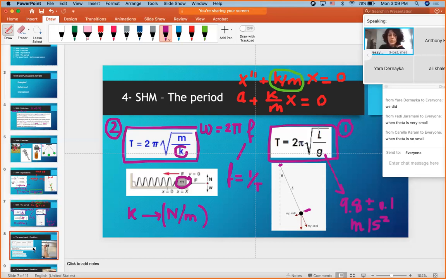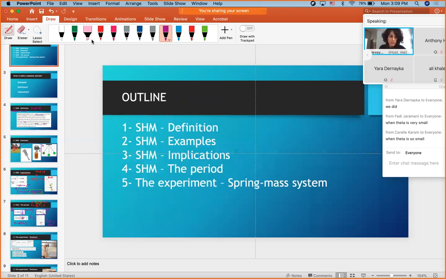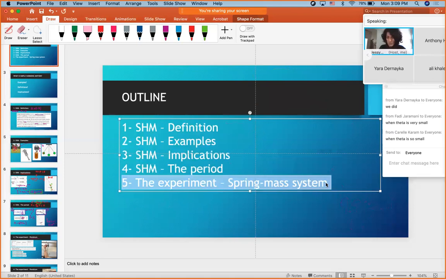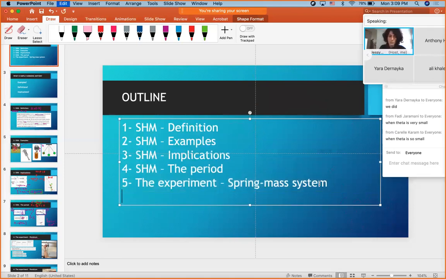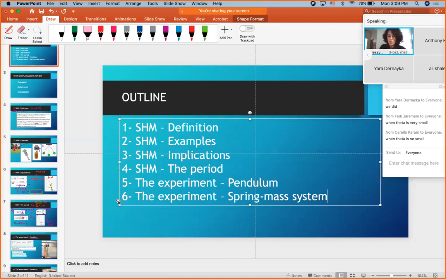Now, the experiment. First of all, you're going to start with a pendulum, and this is what I missed, I suppose, in my outline, because in my outline, I only wrote the spring mass system. So to be honest, I should do this, and this. And this is the pendulum. This is how it should be. Okay, and this is 6. I'm going to fix it later before sending it to you.